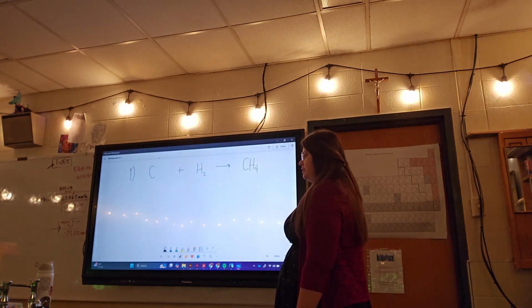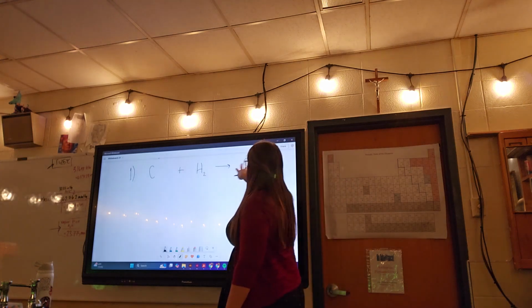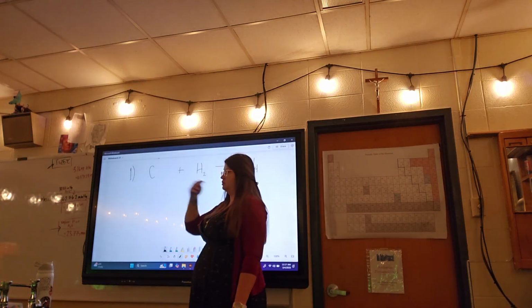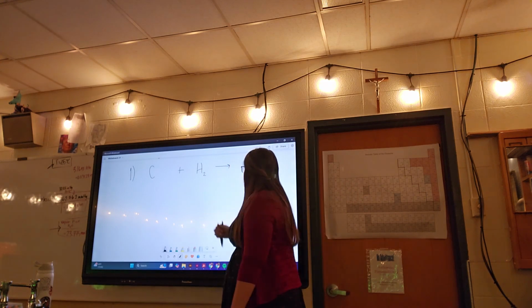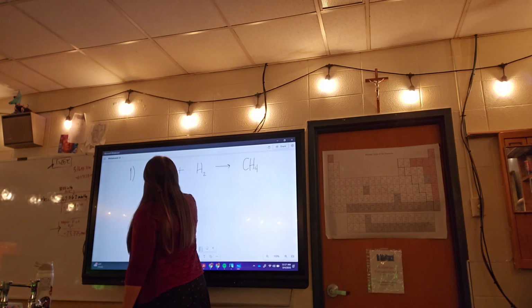So the more complicated your substance, the more elements exist in your product, the more elements will exist in your reactants. Okay, so what is the elemental form of carbon, though? It is graphite.